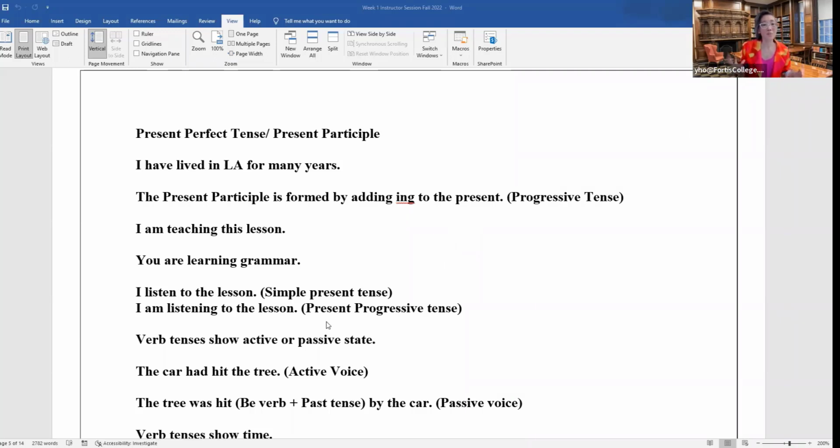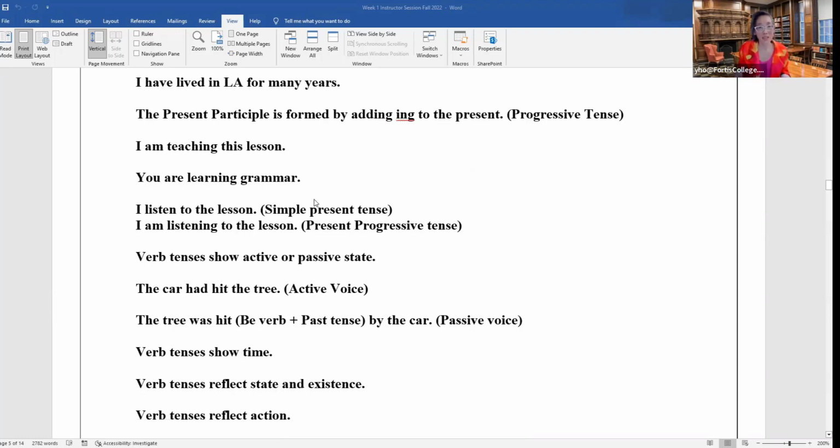Then you've got the simple present tense. Right now, I tell the students how to study for their quiz. And then present progressive: I am speaking in this lesson. So in all of these verb tenses, it tells you when something is happening, whether it's in the past, present, or the future. And then verb tenses also show active and passive voice.